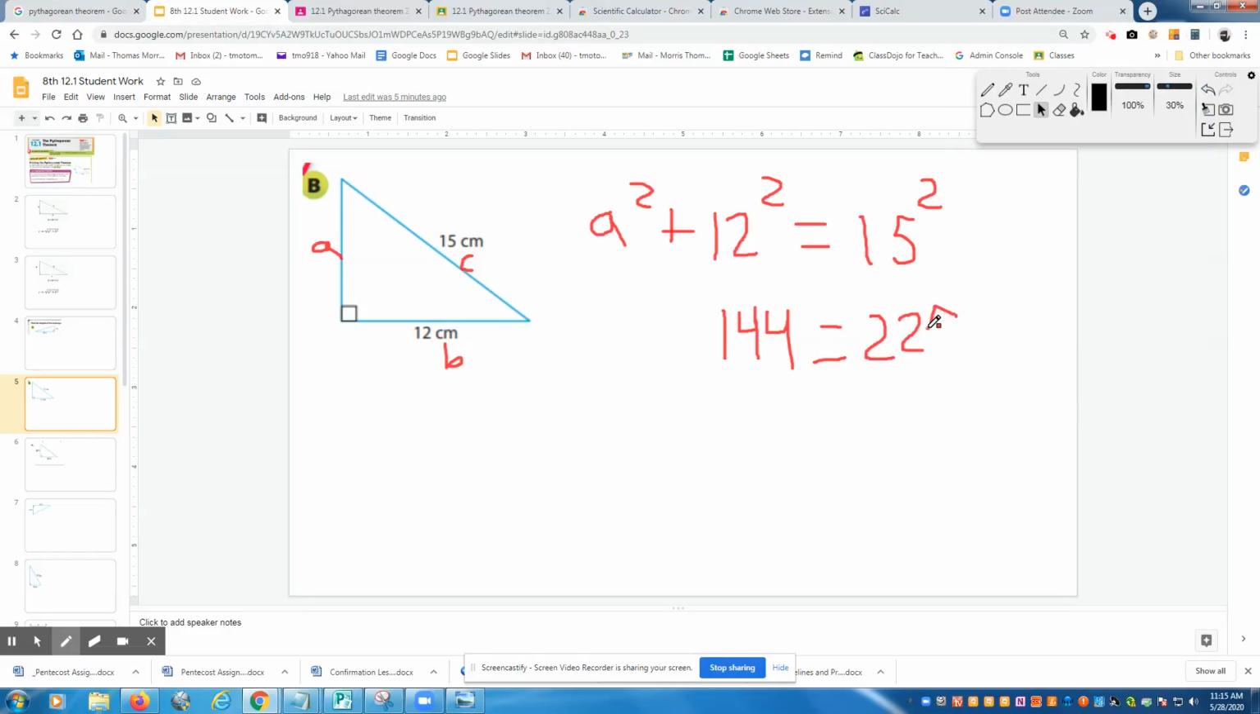All right, and now I need to know what a squared is. So what I do now is I subtract 144 from both sides so I can get a by itself. So let's do that.